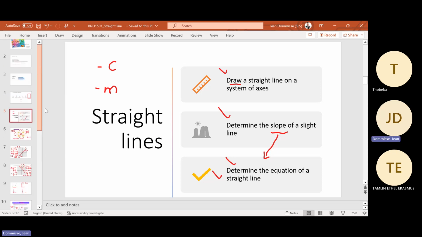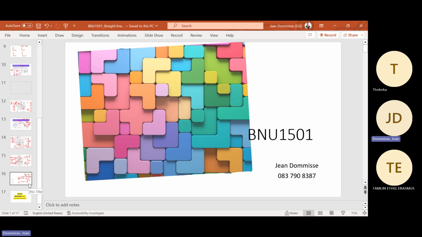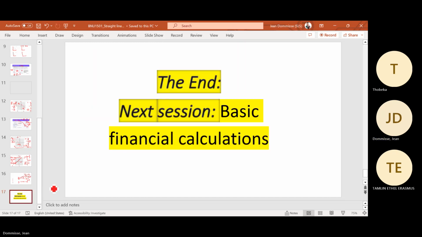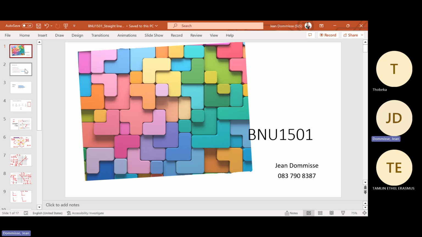Okay, so this is a short session tonight, but I didn't want to split the financial calculations and the straight lines, because next week I want to fully focus on the basic financial calculations and do that in one session, so that we can fully understand that, and not confuse it with the straight lines.